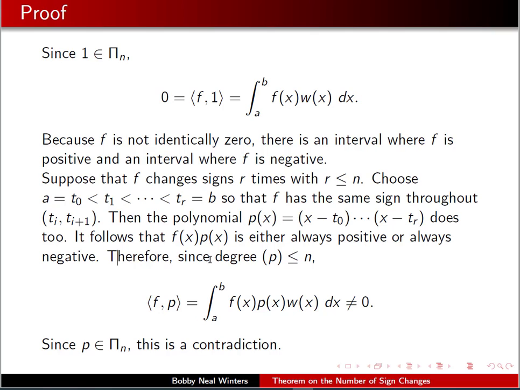Okay. Therefore, since the degree of p is less than or equal to n, it's equal to r, right? We can take the inner product of f with p. Okay, we can calculate it, and that's not 0 because this is either always positive or always negative. W is always positive, so this guy is not going to be 0. Therefore, this inner product is 0. But since the degree of p is less than or equal to n, this contradicts our assumption on f.